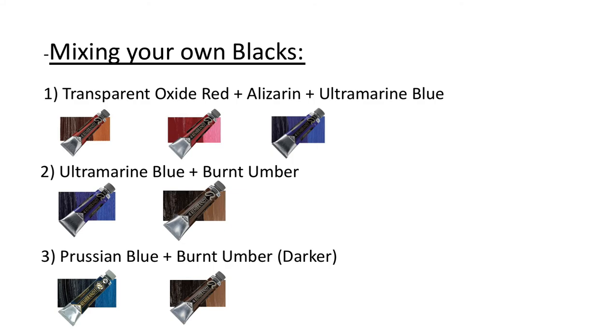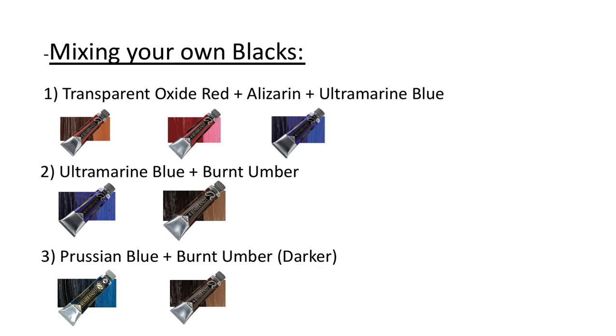So option 1 is transparent oxide red plus a little alizarin crimson and ultramarine blue. In that mixture, I predominantly have to use blue, I have to say. It seems like the other colors overpower the blue pretty easily, and so I'm always having to add a little more blue than the other colors in order to get a black in that mixture. So try that out if you have those colors. If not, a more standard black mixture is ultramarine blue and burnt umber together. That's option 2 there.